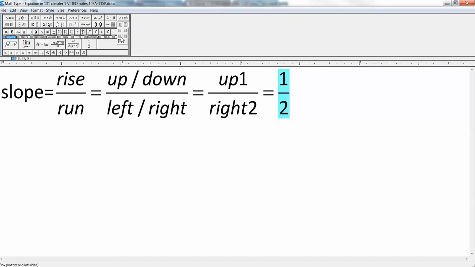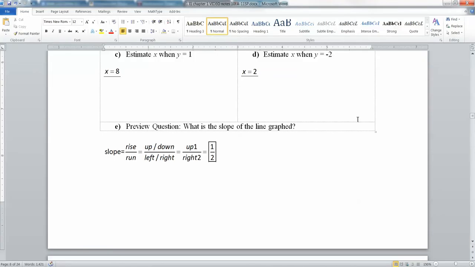And that is the beginnings of slope, which is what we cover in the next section.